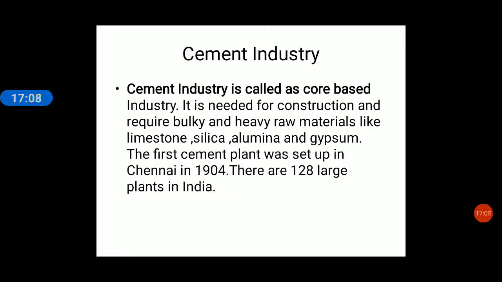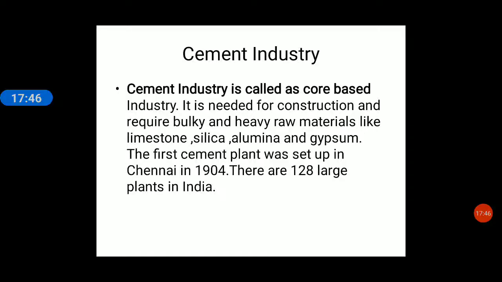Next is cement industry. Now, what is cement used for, children? Yes, cement is used for construction, right? So, if we say that India is getting modernized, one of the important things is that we are improving our infrastructures. Roads, railways, construction of buildings, all these are modernized. And for infrastructure building, what do we require? We require cement. Right? So cement is called a core based industry. Okay? Listen to me carefully. Cement is called a core based industry.